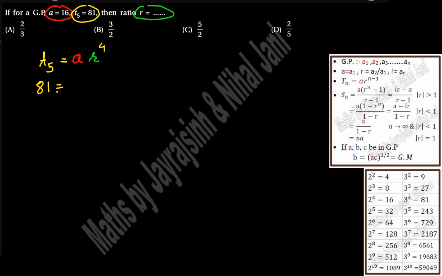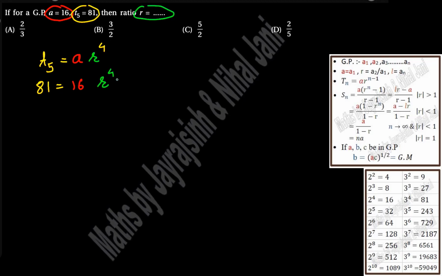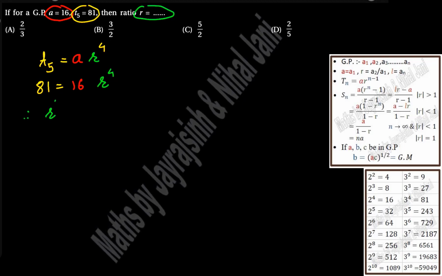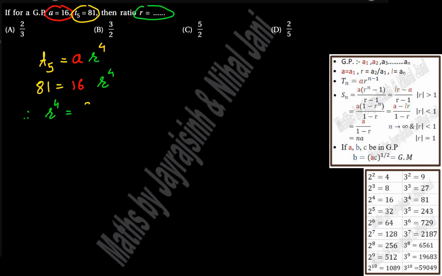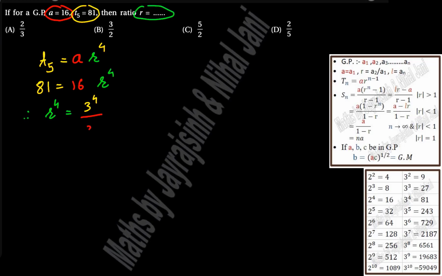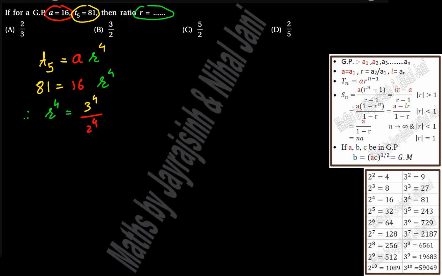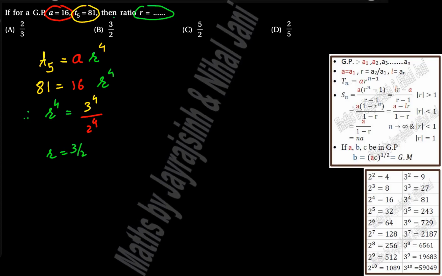Your T5 is given as 81. Your first term is 16 and we have r raised to 4. So we can say r raised to 4 is nothing but 81 upon 16, or we can say 3 raised to 4 upon 2 raised to 4, which will give us r is equal to 3 by 2, which is given in option B. Ta-da!